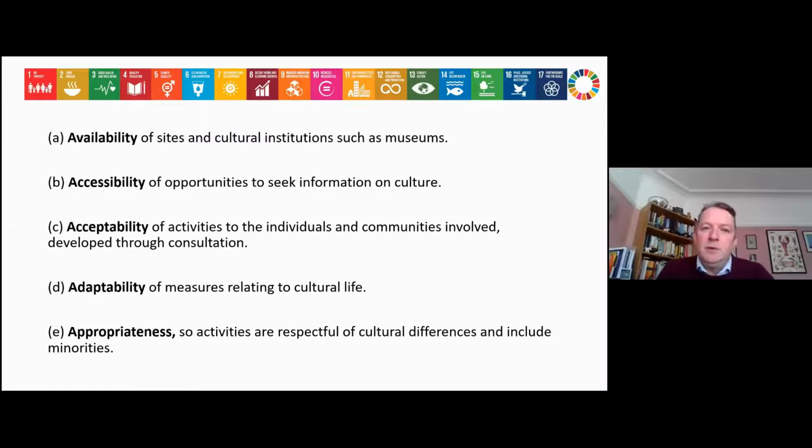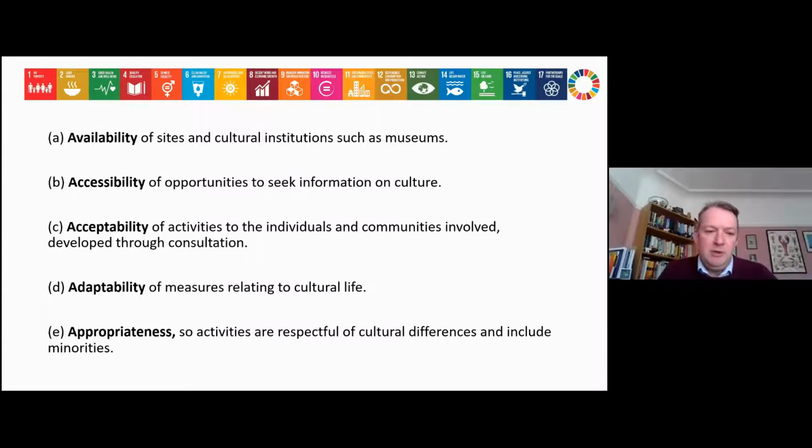And the right to access cultural life is made up of kind of 5 elements. There needs to be an availability, there need to be sites and cultural institutions such as museums. They need to be accessible so that people can seek information. They need to be acceptable to the individuals and communities involved, so meeting their particular needs. Things that are developing activities that are of interest and are relevant to their lives.